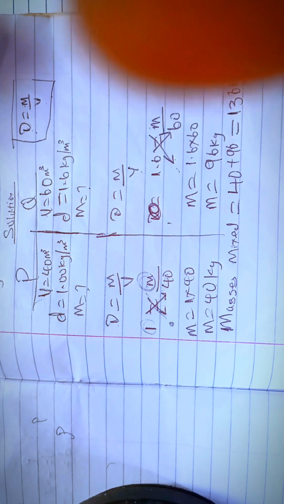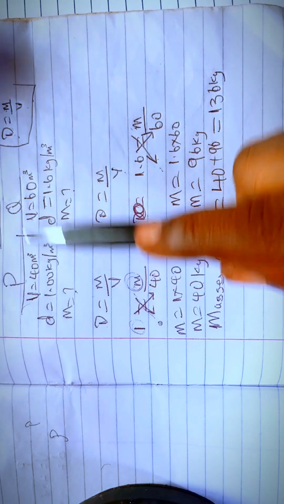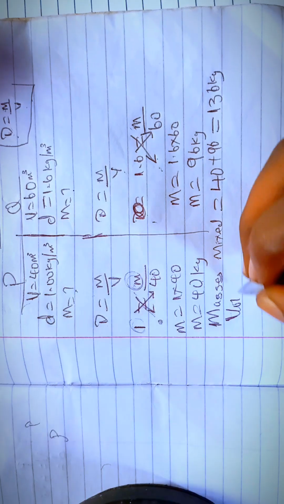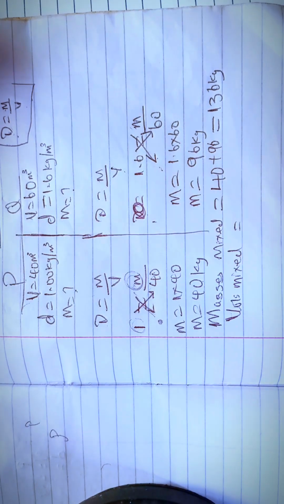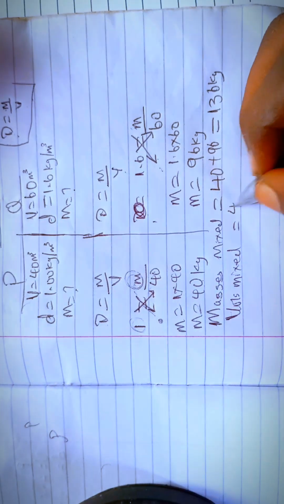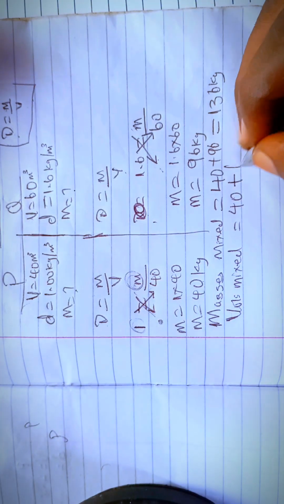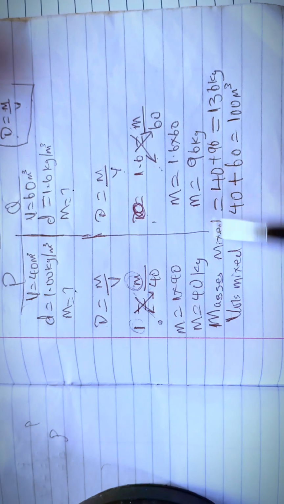All right. So now, let's talk about the volume. This is the volume. Now, let's mix up the volumes. So, volume mixed. The first volume is 40, plus the second volume is 60. So 40 plus 60 is 100 meter cube. So we have our masses mixed and we have our volume mixed.